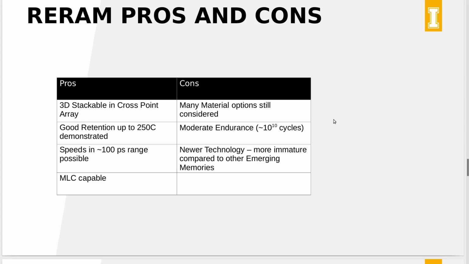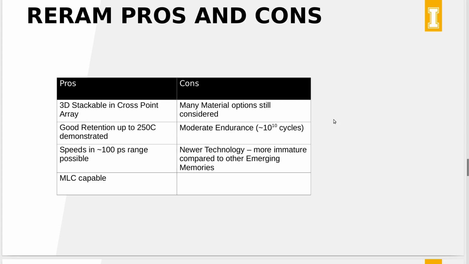It's got very good retention with up to 250 degrees Celsius demonstrated, which is better than other emerging memories have shown. You can have speeds in the hundreds of picosecond range possible, as shown on the previous slide, to help it compete with SRAM, though not with the density and power considerations of other items. Basically, the speed comes with a cost of density and power. And it can also be MLC capable. So you can change the size of the filament and therefore change the resistivity of the device and program multiple bits. Again, allowing a great density improvement at the cost of access times.